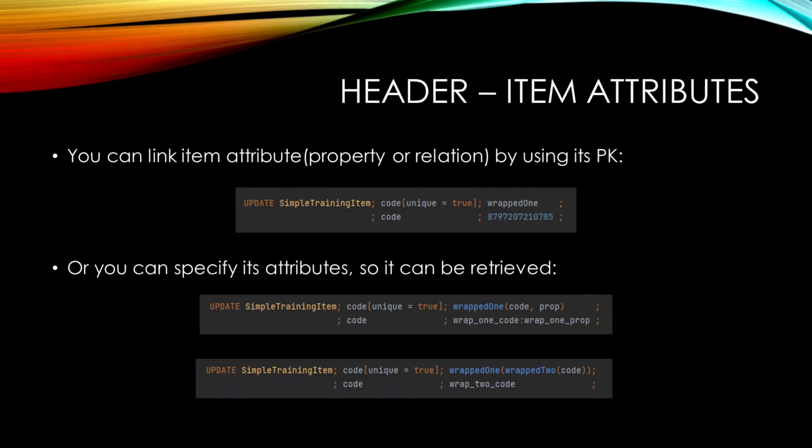Item attributes can also be imported with ImpEx. You can specify them by the PK, but it's not convenient. Items can be referenced by their attributes. In the example, ILink wrapped1 item by specifying 2 of its properties, code and prop. You can also specify the item by the inner item, so I specified wrapped1 item by its property, which is wrapped2.